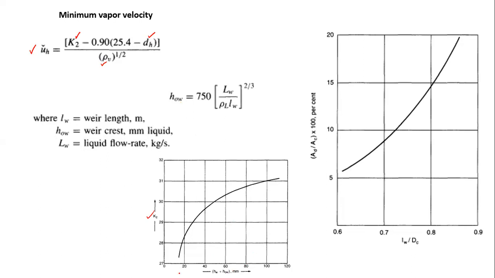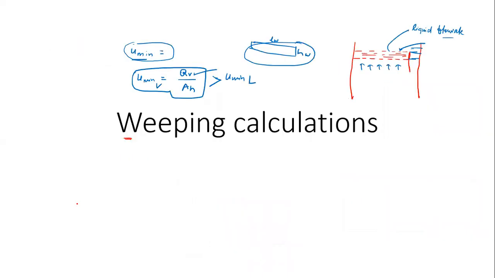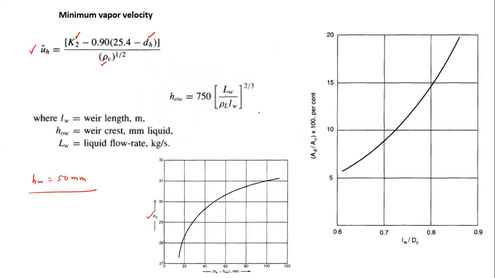Now, how do you find out HOW? HW is the height of weir, which we have assumed to be 50 mm, correct? Now, HOW is the additional height. When the flow is there, it will flow a little above and then come down like this. So this is the additional height, HOW. This height of weir is HW. So this depends on liquid flow rate, and the small LW is weir length, and density of liquid.